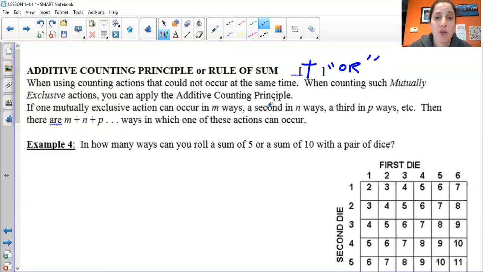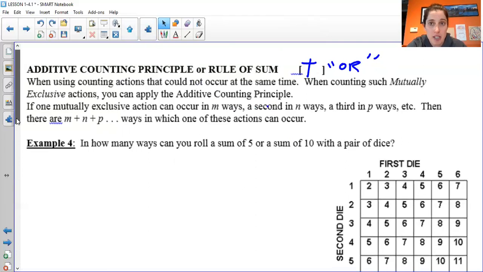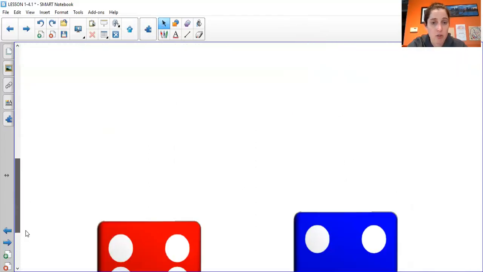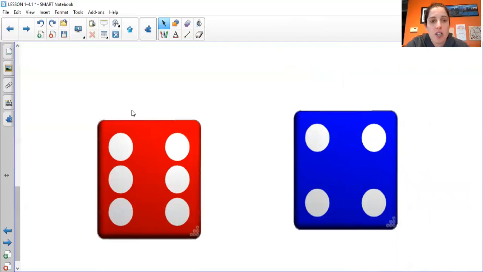How many ways can you roll a sum of 5 or a sum of 10 with a pair of dice? I've had some students, believe it or not, that aren't sure what dice are. So here's my little visual. A die is a 6-sided game tool, and it has the numbers 1 to 6.